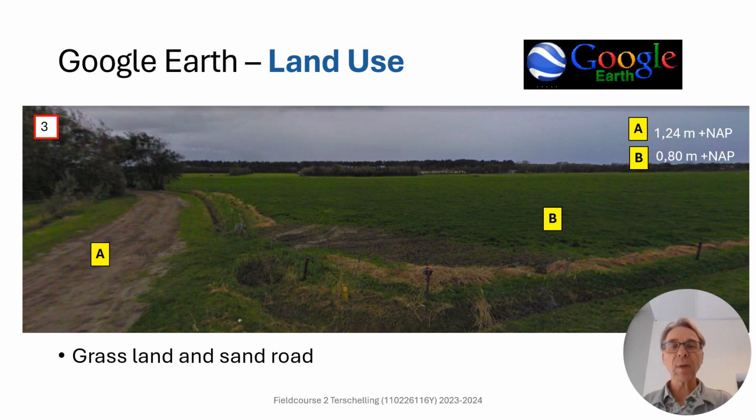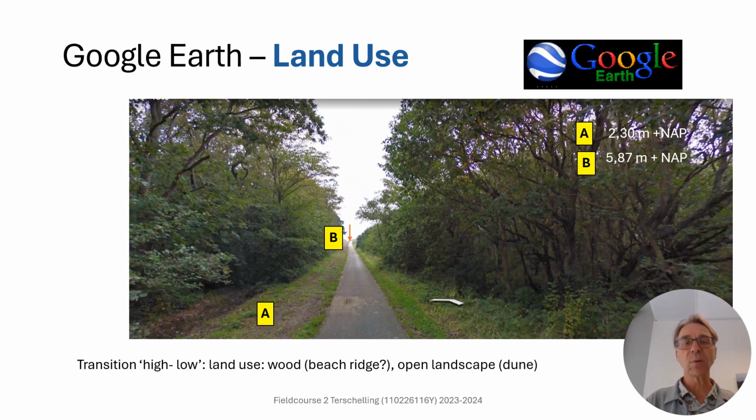And another example is this grassland and the sand road next to it. You can see the sand road is slightly higher, probably due to elevation of the sand or maybe other causes, but this is just the observation you can make from Google Earth in land use. So finally, we look at the transition from high to low, and also at the land use change from a more wooded area here to a more open landscape at the dune. The elevations are about 6 meters at the top of the dune at the cycle path here, and a little bit more than 2 meters here in the foreground.